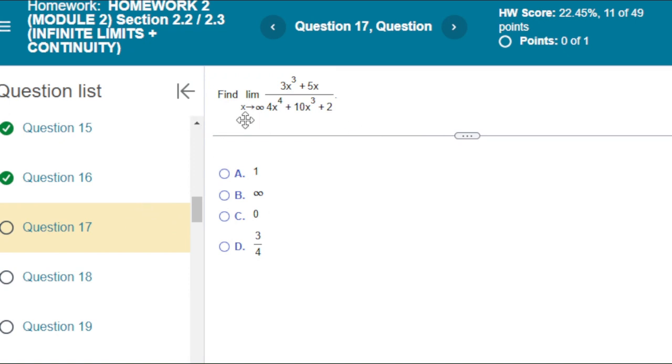Okay, now again, 17. The degree in the denominator is bigger than the degree of the numerator. What's the limit as x approaches infinity? So again, we can ignore the 5x, the 10x cubed plus 2.